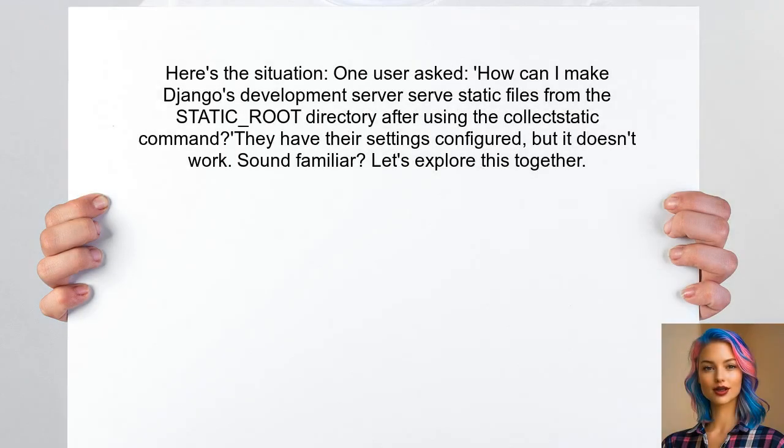Here's the situation. One user asked, "How can I make Django's development server serve static files from the static root directory after using the collectstatic command?" They have their settings configured, but it just doesn't seem to work. Sound familiar? Let's explore this together.